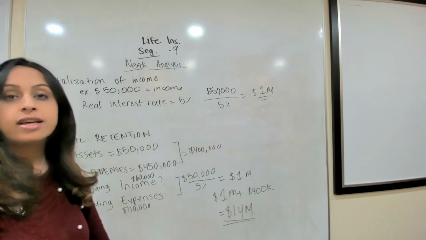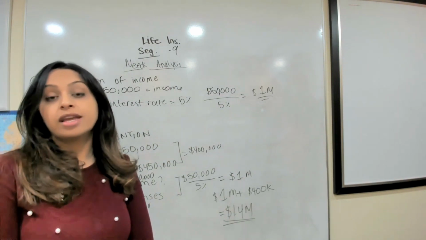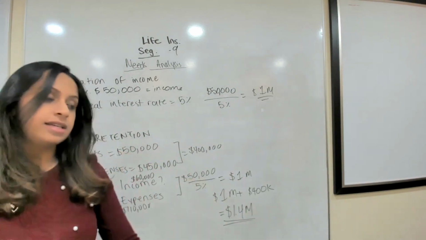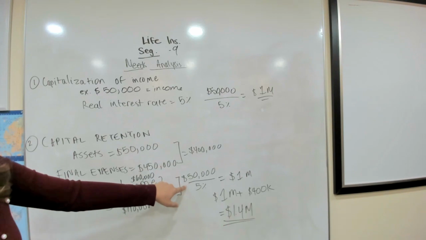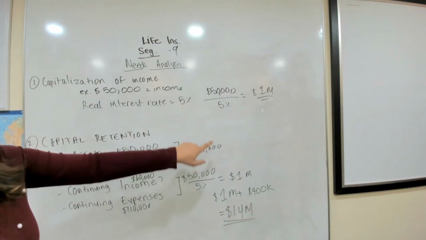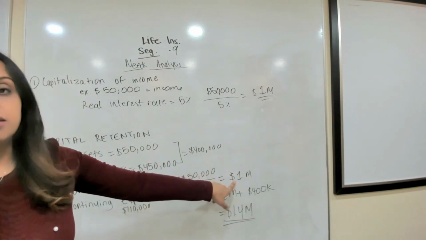Now they have $110,000 of expenses a year and $60,000 that's continuing income. So there's a shortfall, right? So their income is not meeting that need. And how much is a shortfall? $50,000. So what we do is we're going to take this number and do the same thing that we did here. We're going to divide it by the real interest rate. And this is going to give us 1 million.